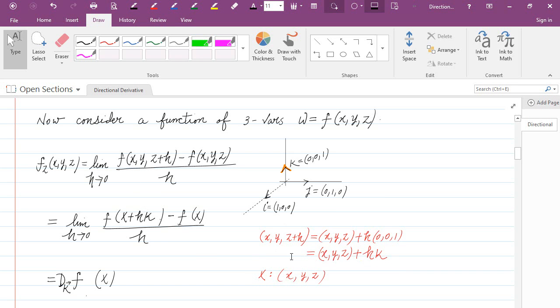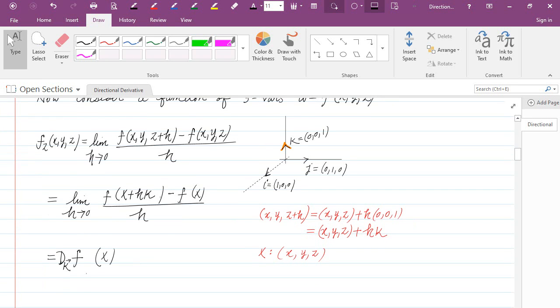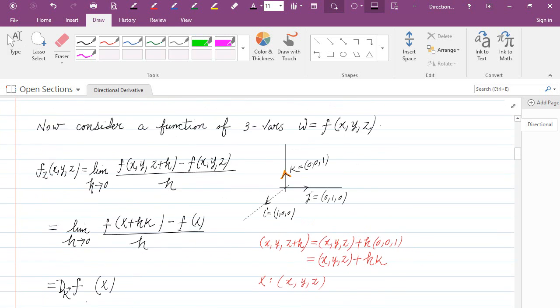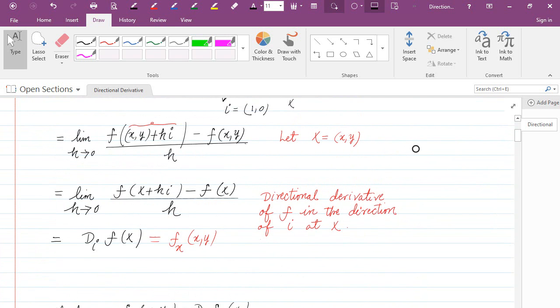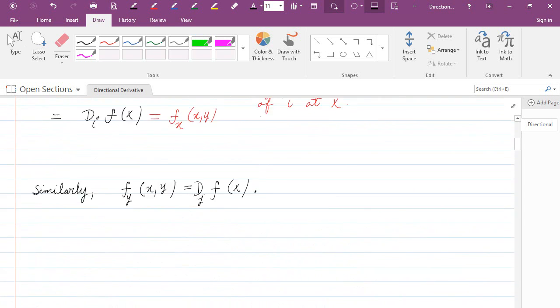So we can write this ratio as f of (capital X plus h k) minus f of X, divided by h. That is exactly the directional derivative of f in the direction of the basis vector k. So what we find is that partial derivatives are basically directional derivatives in the direction of the basis vectors.